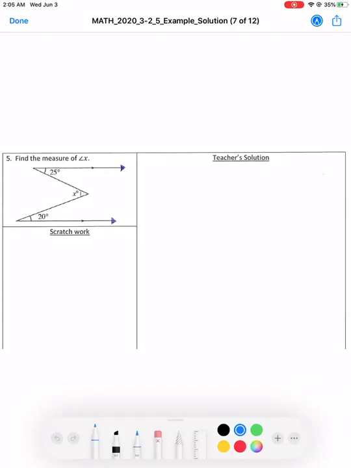Alright class, with this one, number 5 in homework set 11 from section 3.2, we need to find the measure of angle x. And notice that we have our two parallel lines here and our transversal. Well, part of our transversal here. So we can draw these things here.